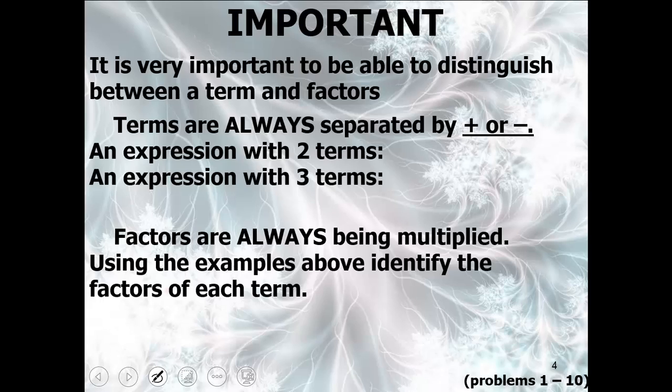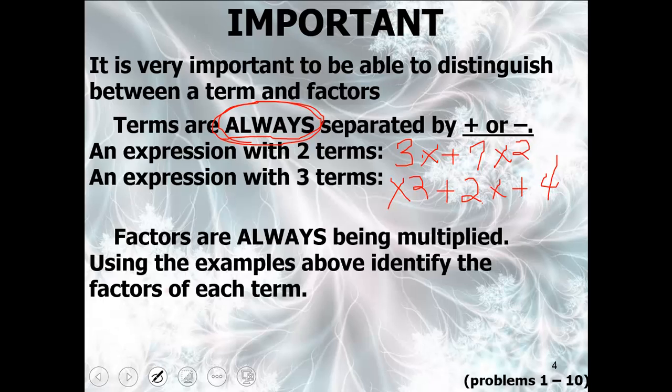All right? Terms are always, highlight this word, always, circle it, star it, whatever, separated by pluses or minuses, addition and subtraction. They're always separated, all right? So you have 3x plus 7x squared. 3x is a term and 7x squared is a term. We could have x squared plus 2x plus 4. X squared is a term, 2x is a term, 4 is a term, all right?